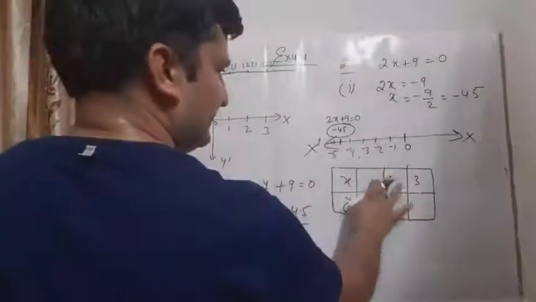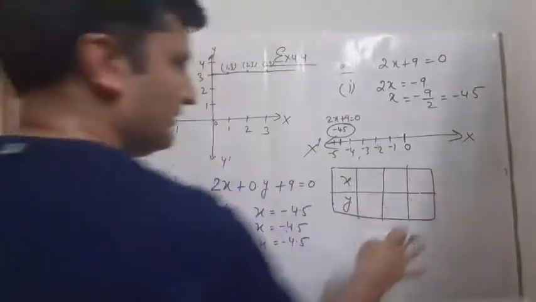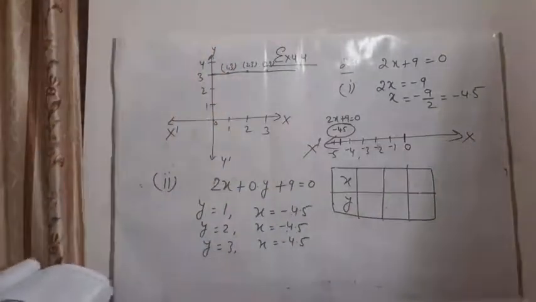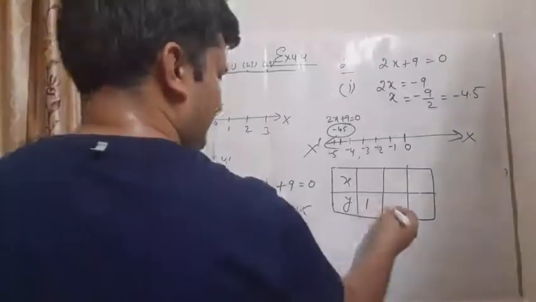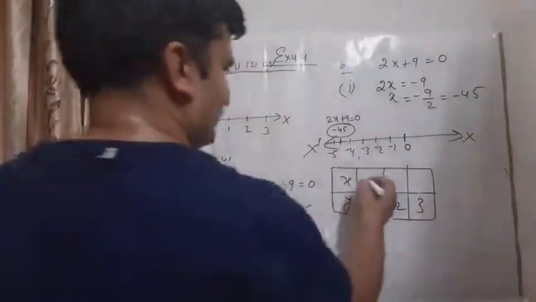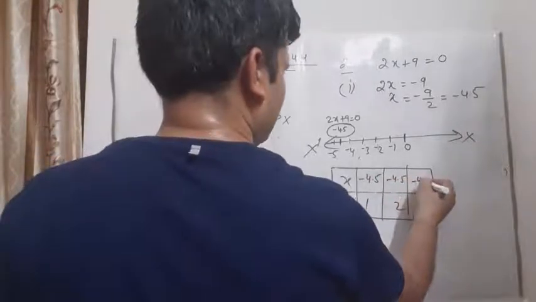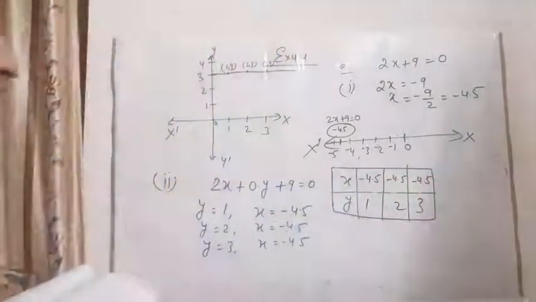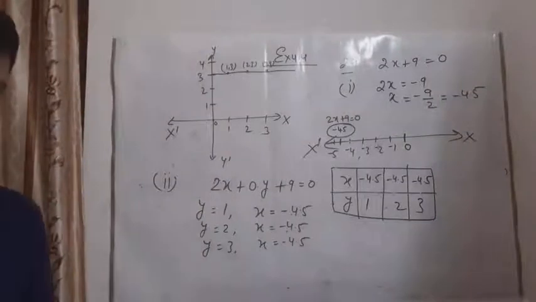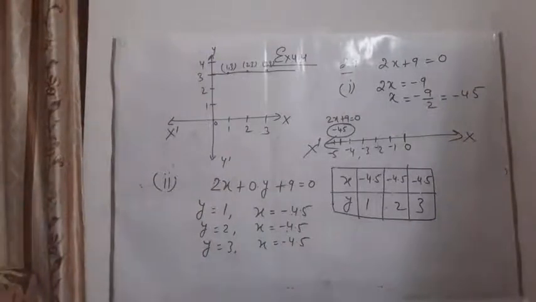Now change it here. In the previous question we changed it. The table is the same as this one. Put the values of y as 1, 2, 3, and you will get the value of x as minus 4.5, minus 4.5, minus 4.5. Now we will show it in the form of graphical representation.